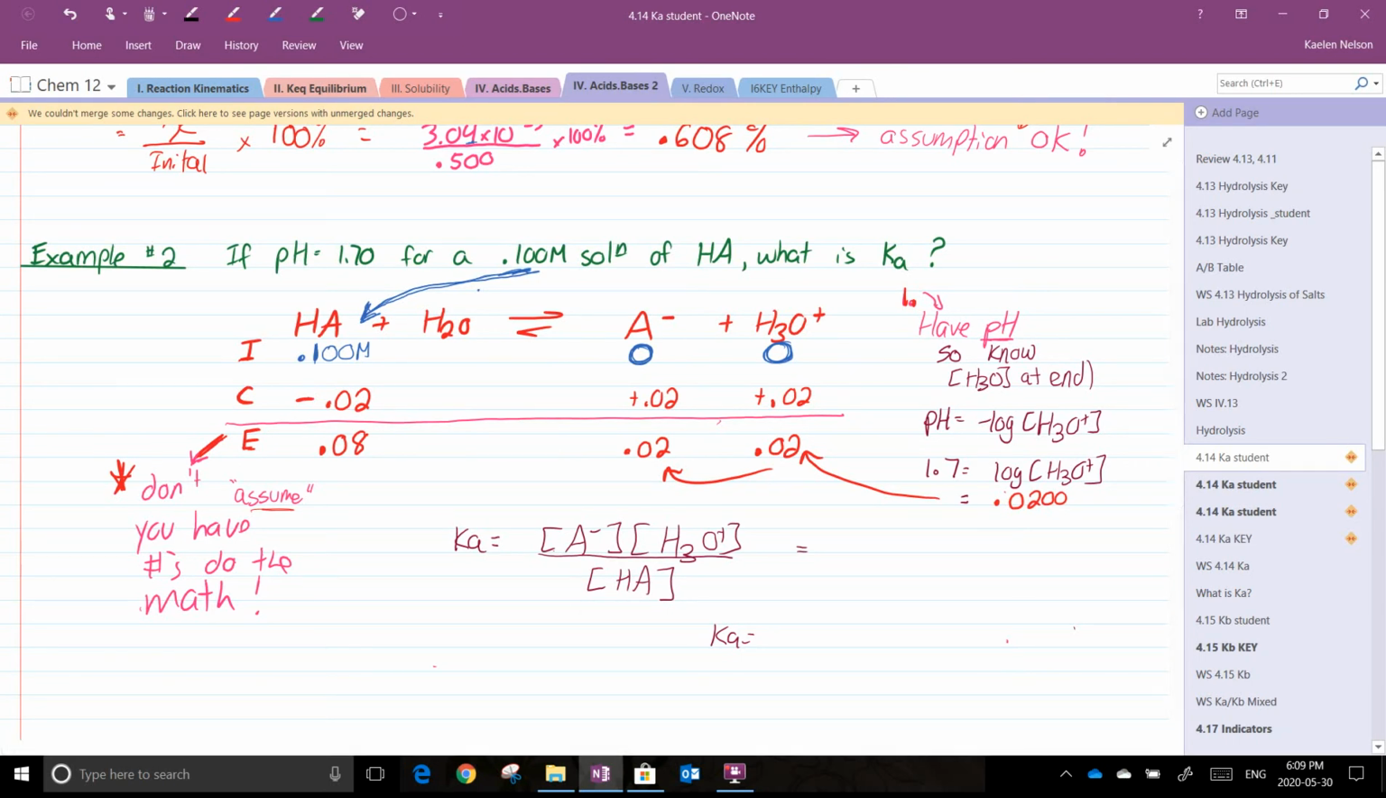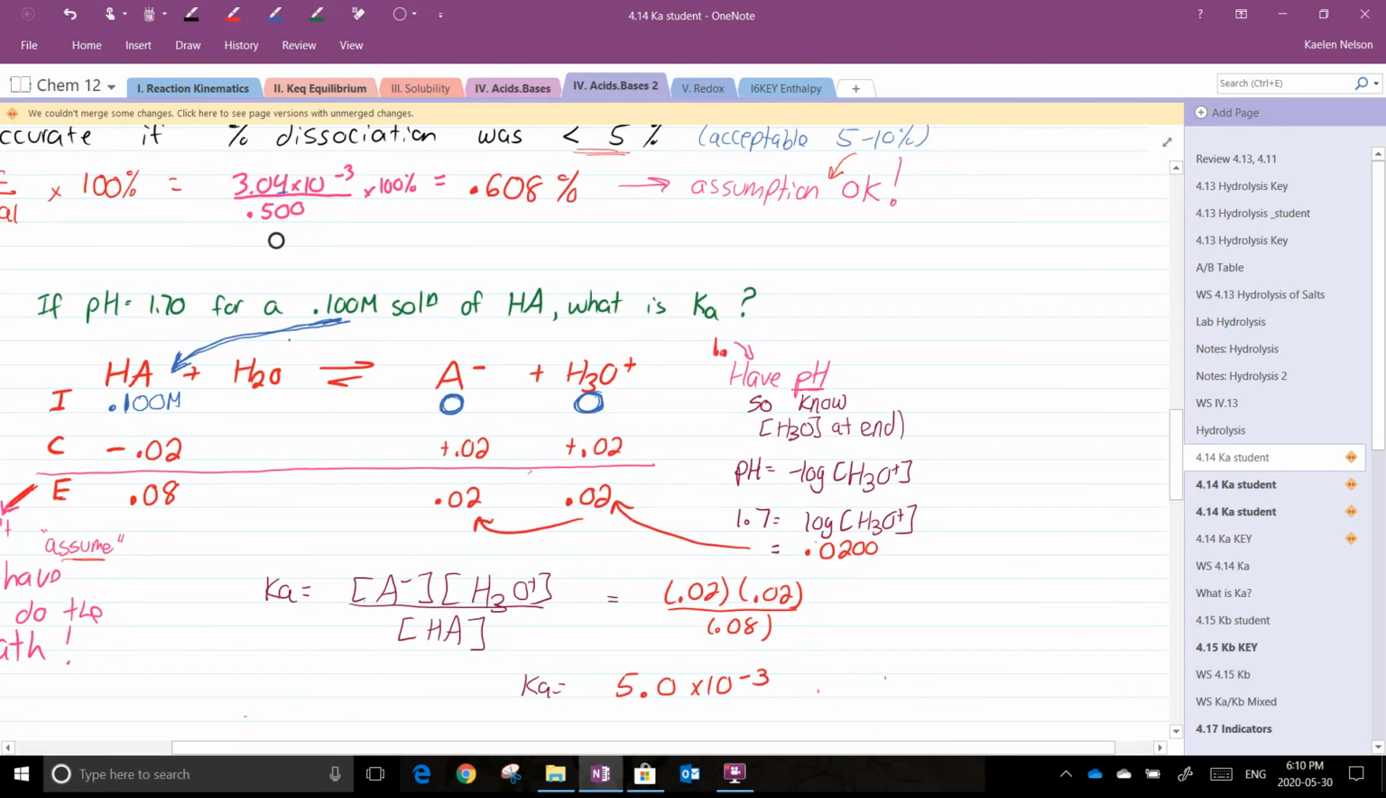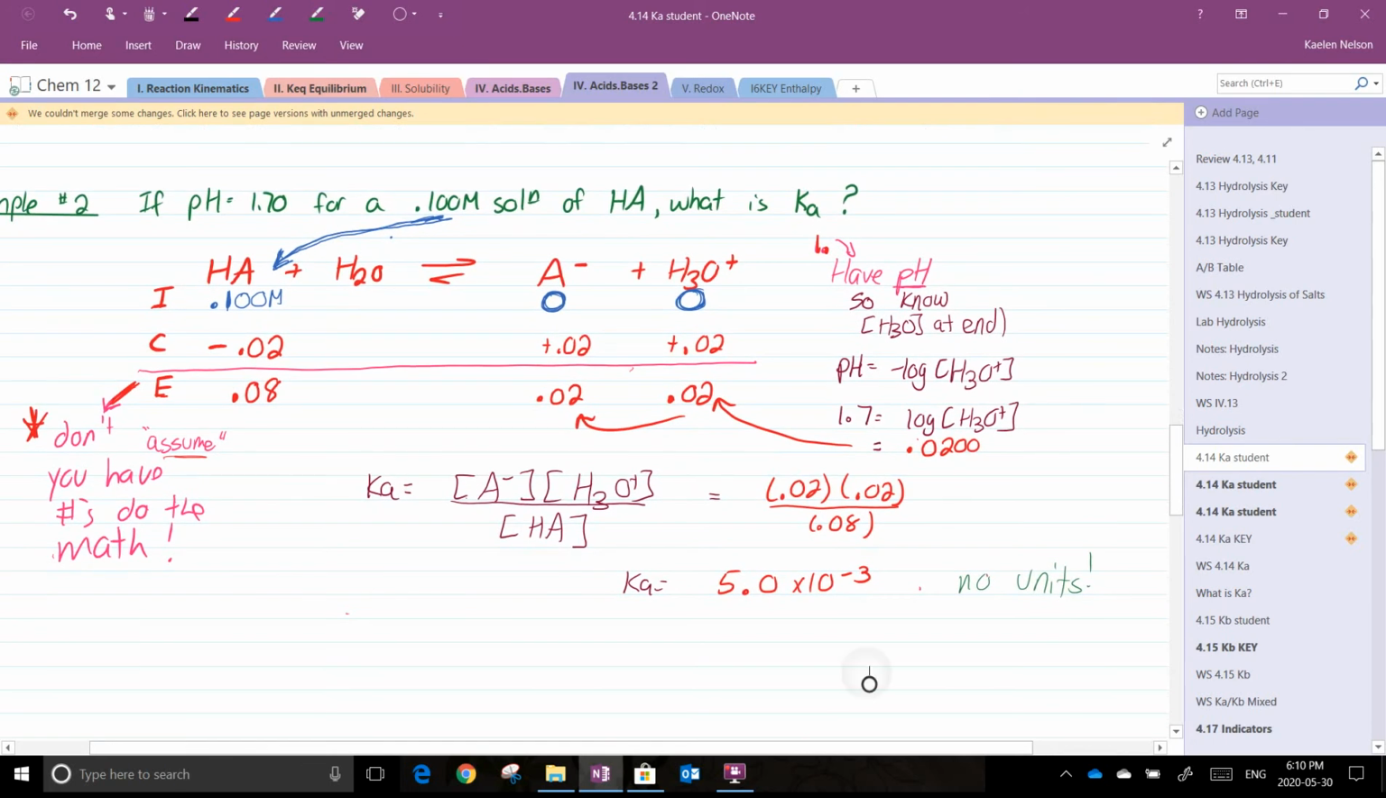Okay, so now we get to our Ka expression, which I wrote for you. A minus will be 0.02. H3O would be 0.02. HA is 0.08. And I can work all that out too and find out that the Ka is 5.0 times 10 to the minus 3. And just a reminder that Ka's have no units. Okay, so that one is solving for Ka.